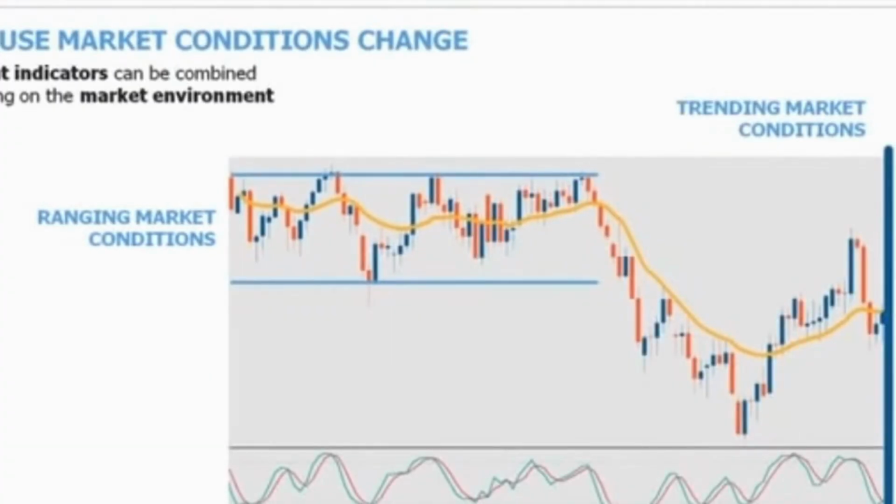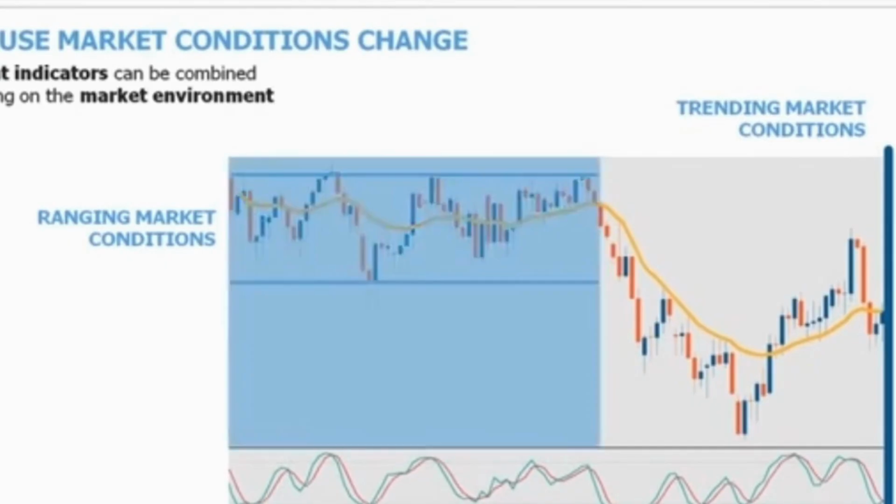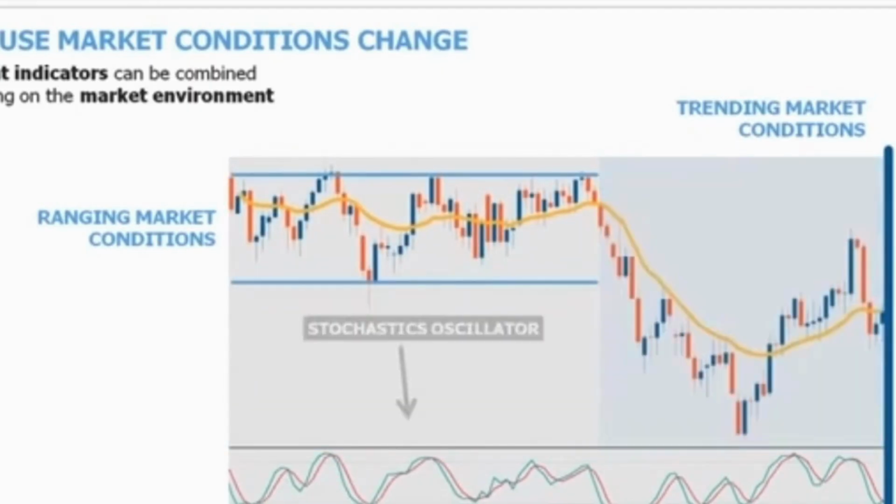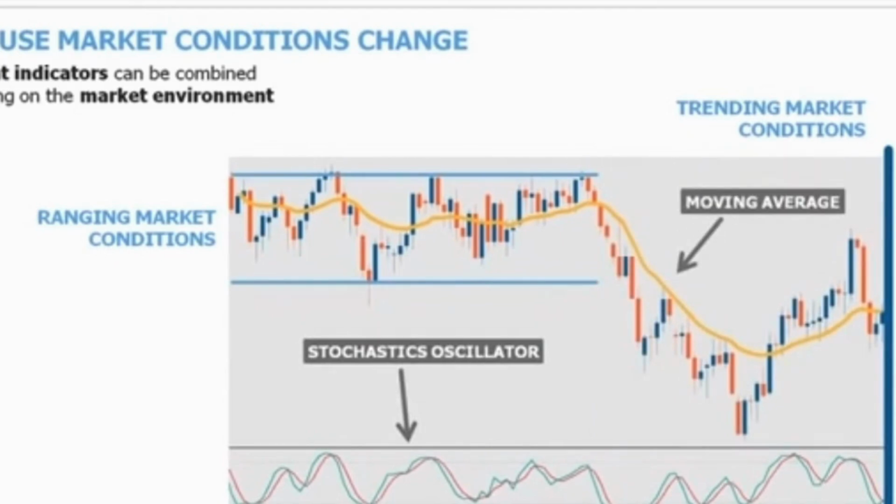Because the market conditions change, some indicators are more useful than others and can be combined depending on the market environment. The market could be ranging for a while, but the sentiment can change and the market could start trending. You can display different indicators so you can be ready to trade in any market condition. Then you can use one or the other to determine when to enter and exit the market.